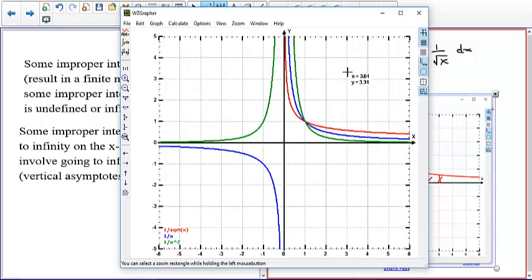1 over x goes about the same amount to each one. So 1 over x doesn't work for either case. It has an infinite result. Whereas the red curve, 1 over the square root of x, we just showed that it does give you a finite answer, but the green curve, which was 1 over x squared, would not, and the blue curve would not.